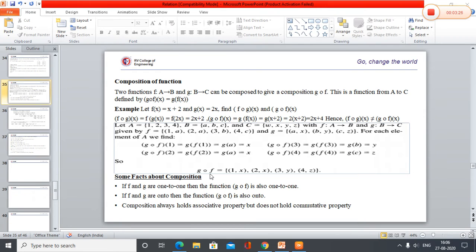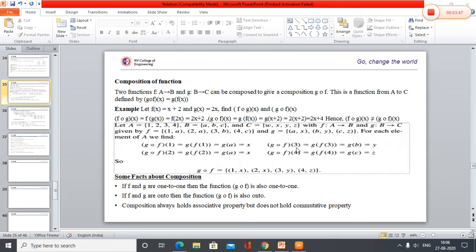So that means in the g o f function I can write 1, x, meaning the image of 1 is x. So we are saying if f is a function from A to B and g is a function from B to C, g o f is a function from A to C, meaning if 1 is associated with a and a is associated with x, then 1 is associated with x.